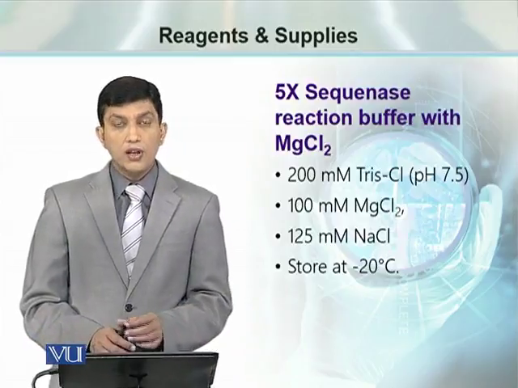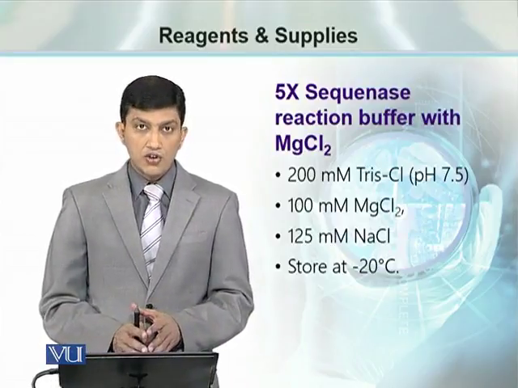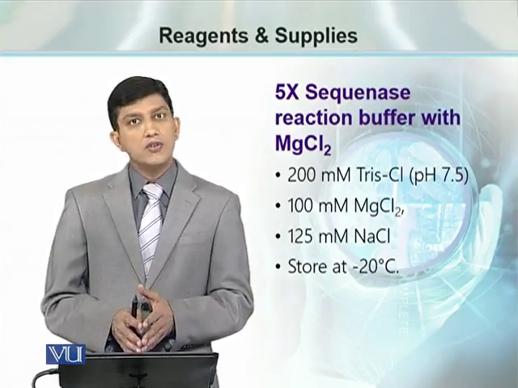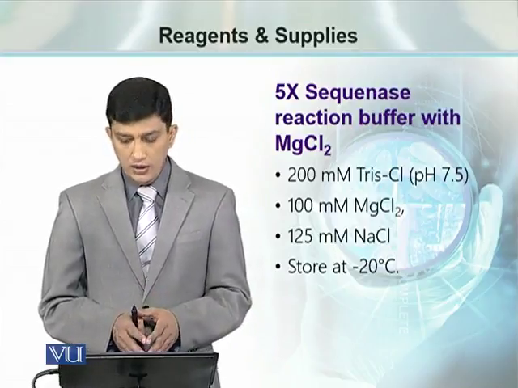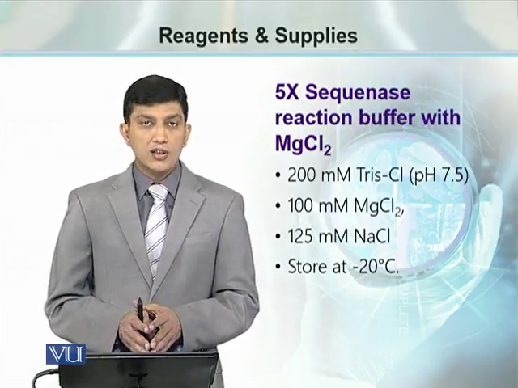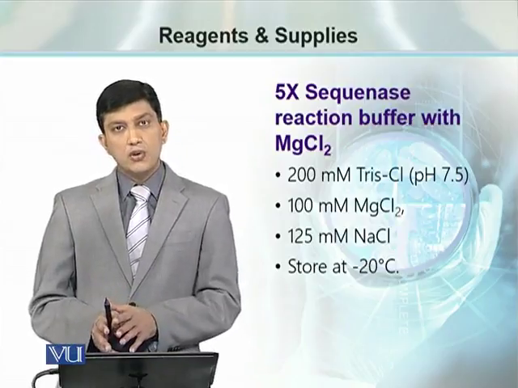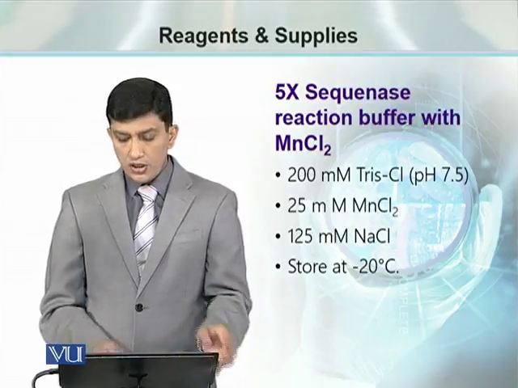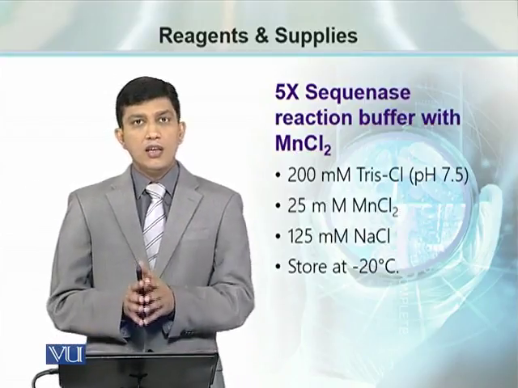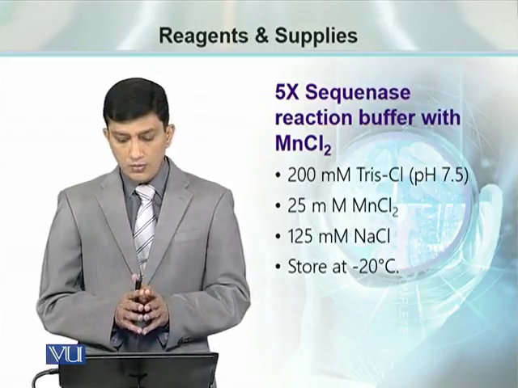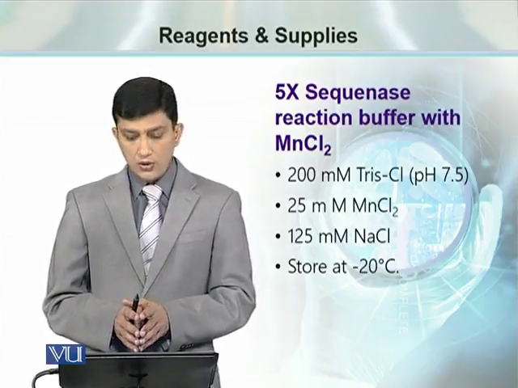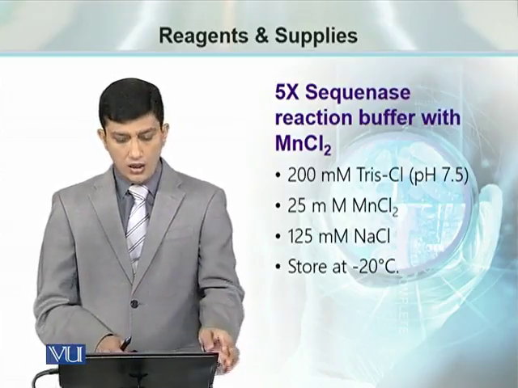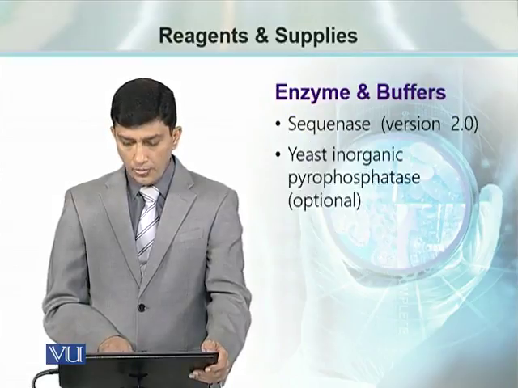5 times sequenase reaction buffer containing magnesium chloride, that is the ionic solution, trace HCl, magnesium chloride, sodium chloride is required, and it is stored at minus 20 degrees centigrade. Besides magnesium chloride, there is another option using manganese chloride. The composition is more or less similar except the molarity of manganese chloride. Here we are going to use 25 millimolar, whereas for magnesium chloride we used 100 millimolar concentration.